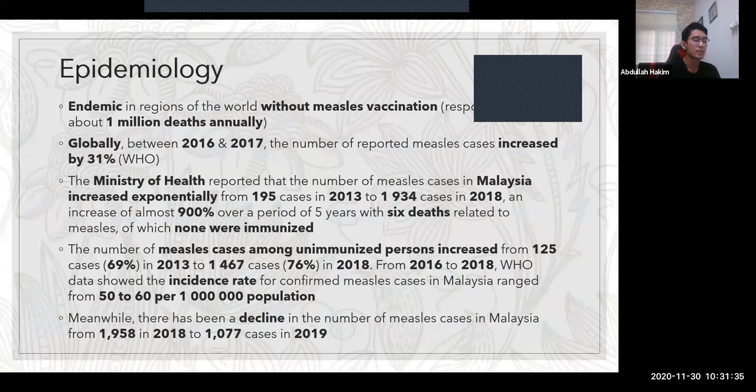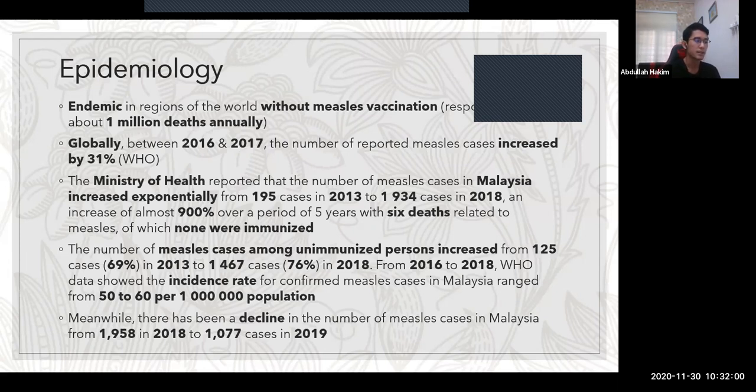So the epidemiology of this virus: it is endemic in regions of the world without the measles vaccination, and it is responsible for about 1 million deaths annually. Globally, between 2016 and 2017, the number of cases increased by 31% based on WHO statistics.